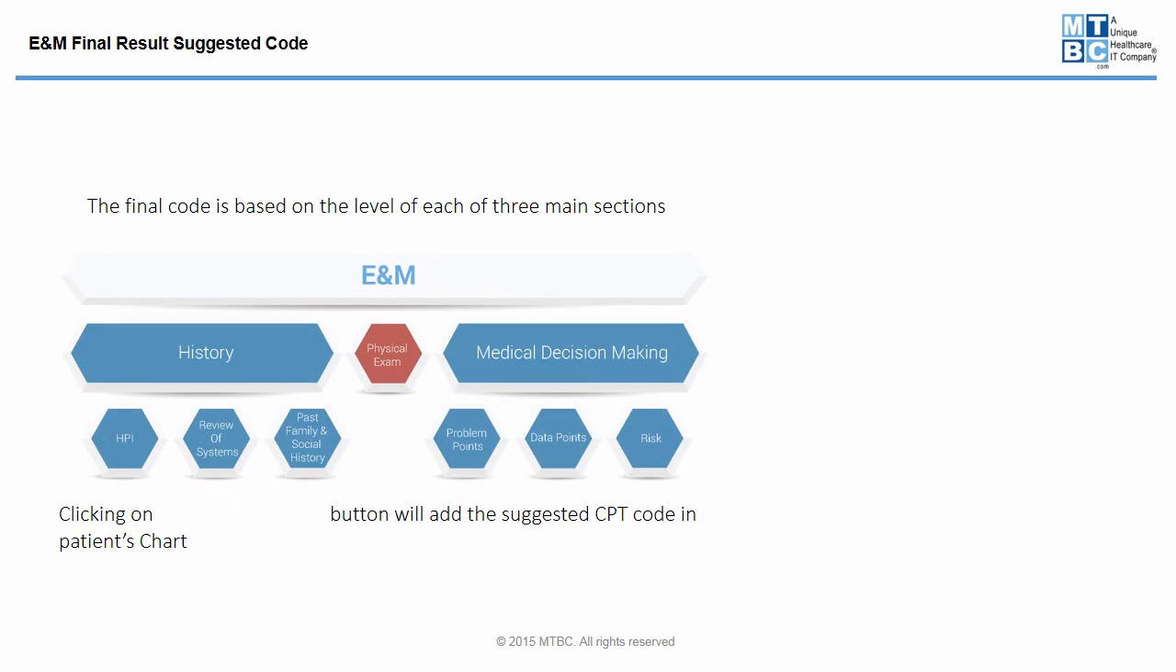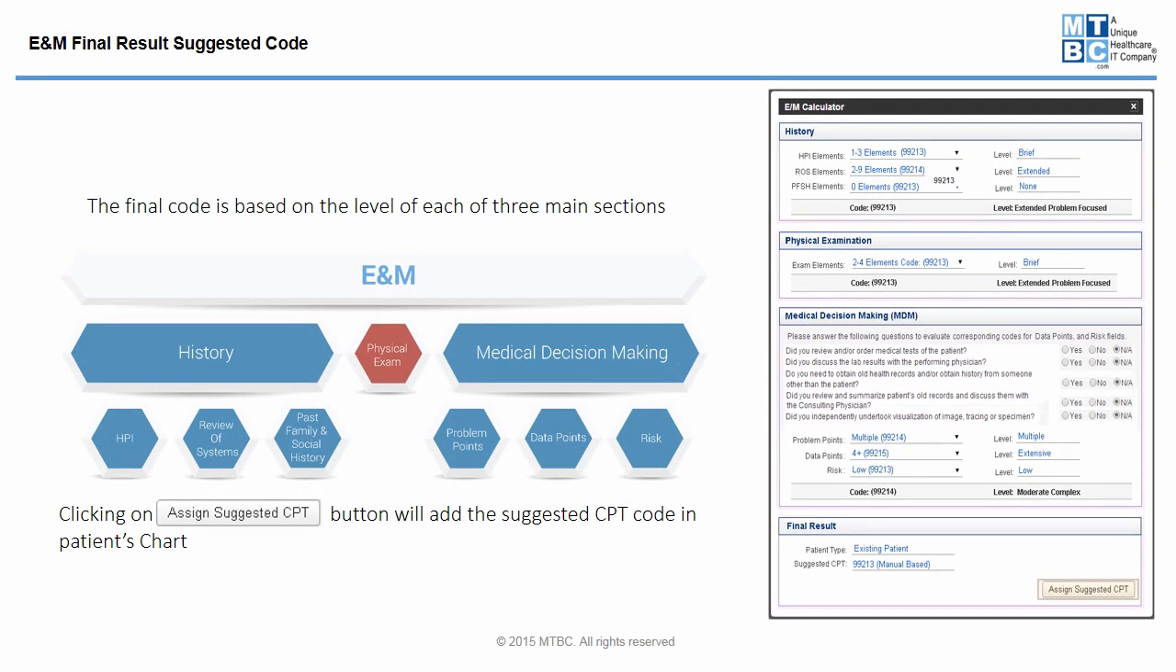The final code is based on the level of each of 3 main sections: history, physical exam, and medical decision making. Clicking on the code in the patient charts, the button that you'll see at the bottom, assign suggested CPT code, will add the suggested CPT code in the patient's chart. These values that you see are populated automatically as you perform the cognitive labor on that patient's chart.